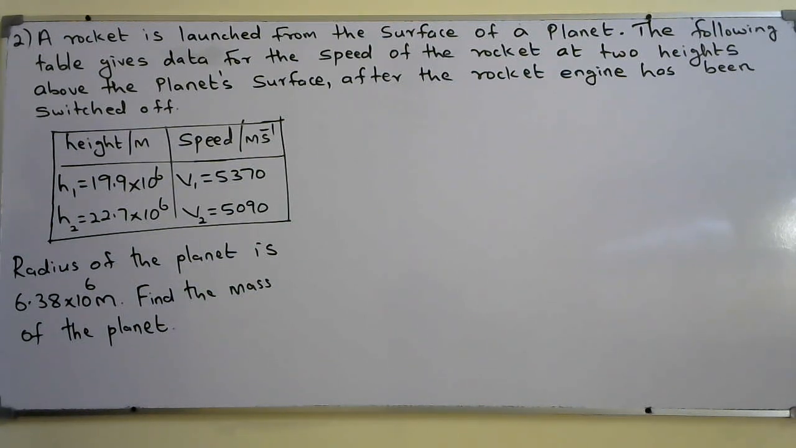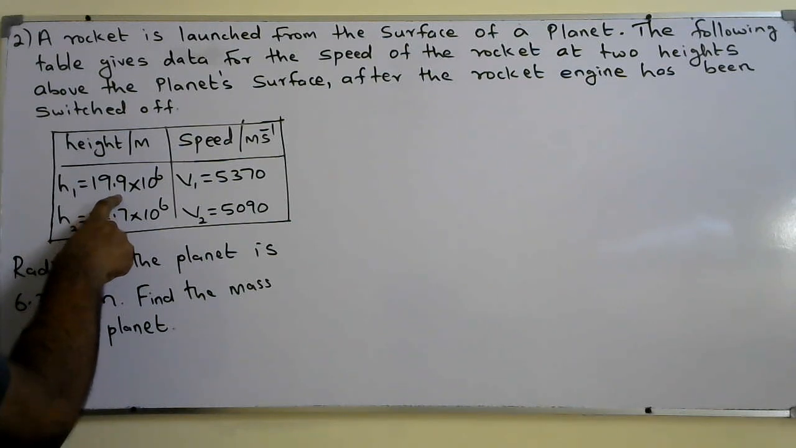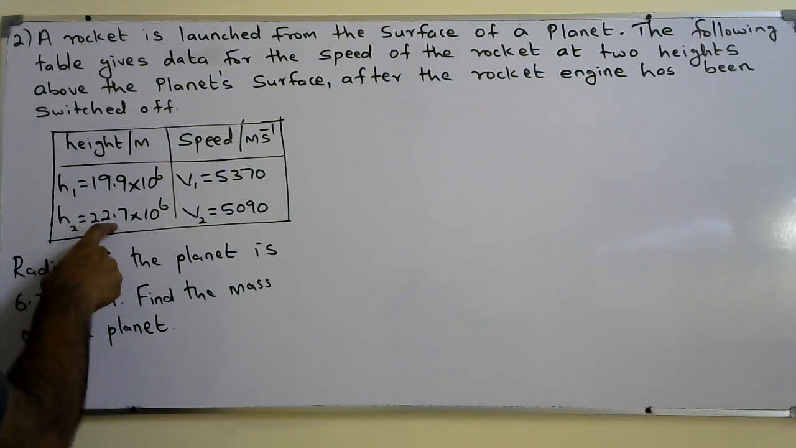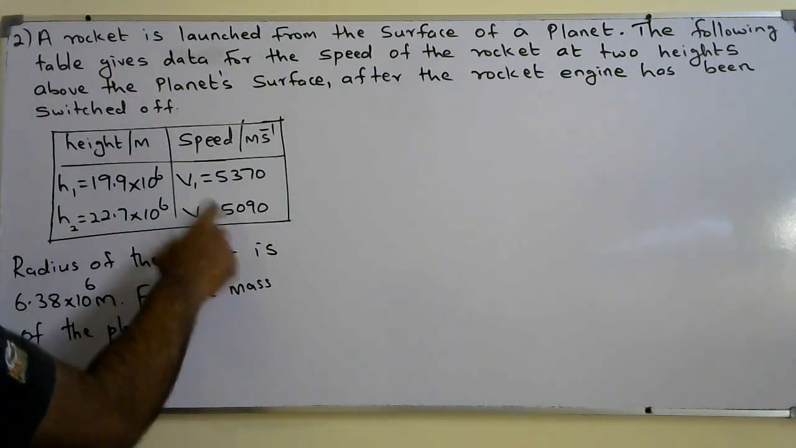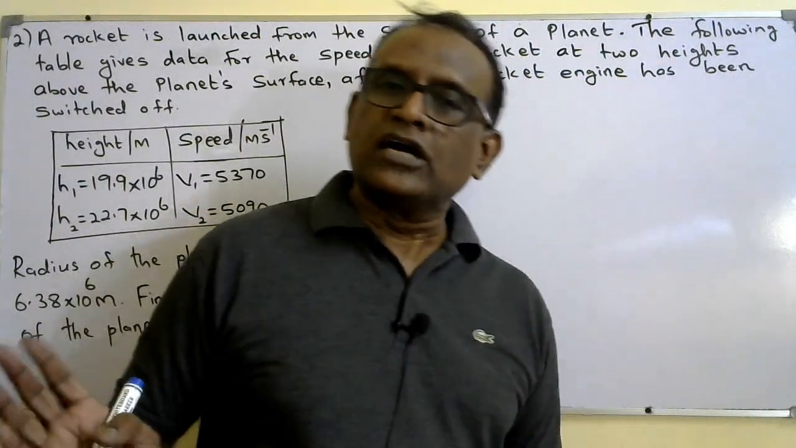Okay, so the rocket is launched from the surface of a planet. The following table gives the data for the speed of the rocket at two heights above the planet's surface after the rocket engine has been switched off. So at height h1, which is 19.9 × 10^6, the speed is 5370 meters per second. At a height of 22.7, so it's moving away from the planet, the speed is decreasing. The radius of the planet is given, and finding the mass of the planet is the question. So here the satellite is moving away from the planet and its speed is decreasing, which means the gravitational potential of the satellite is increasing.